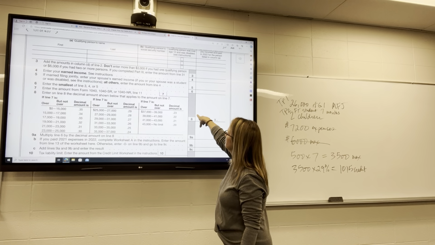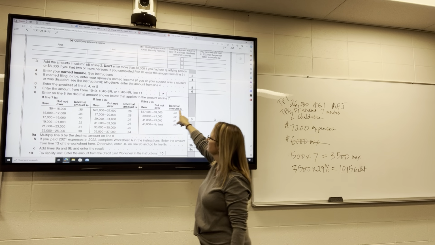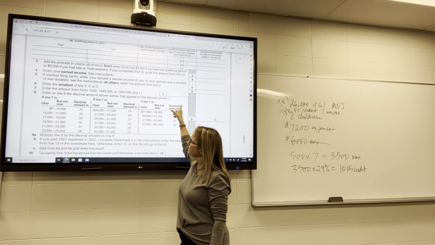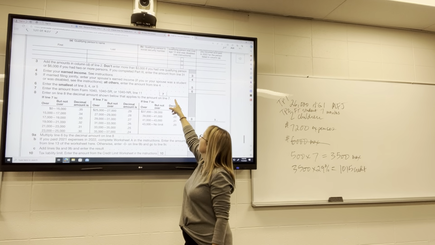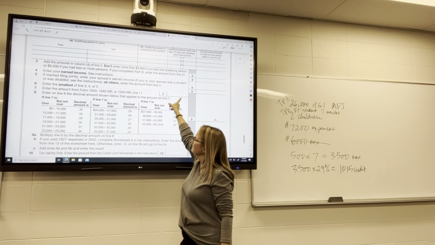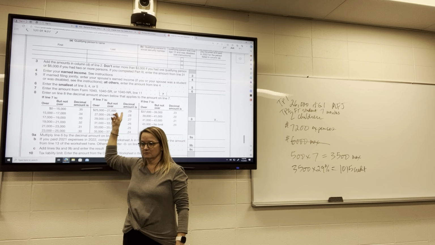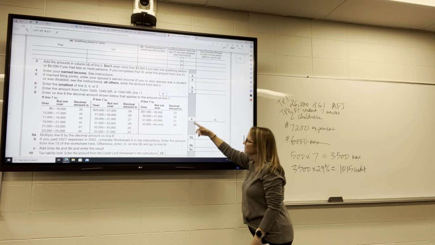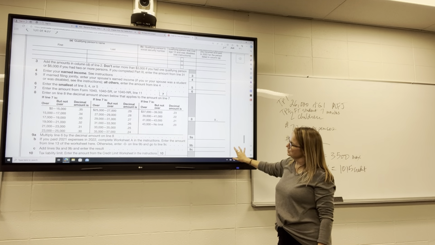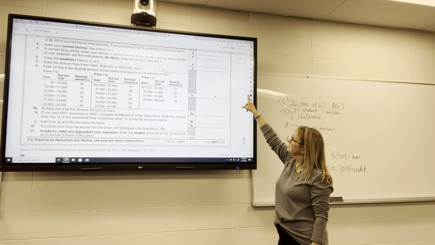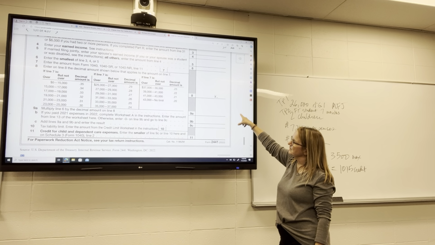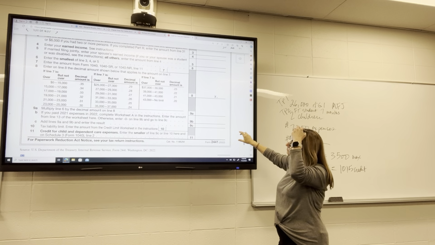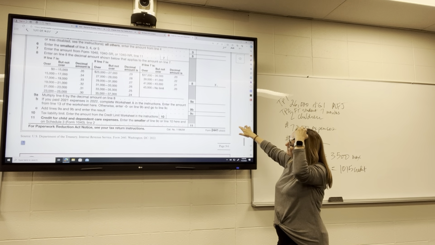Let's see. Line 11, so this is going to be your AGI on line 11 here. And then you take that number and apply it to the chart, that's that table that we just looked at, and enter the percentage here. Multiply line 6 by line 8, whatever that decimal is, and there's your expenses.